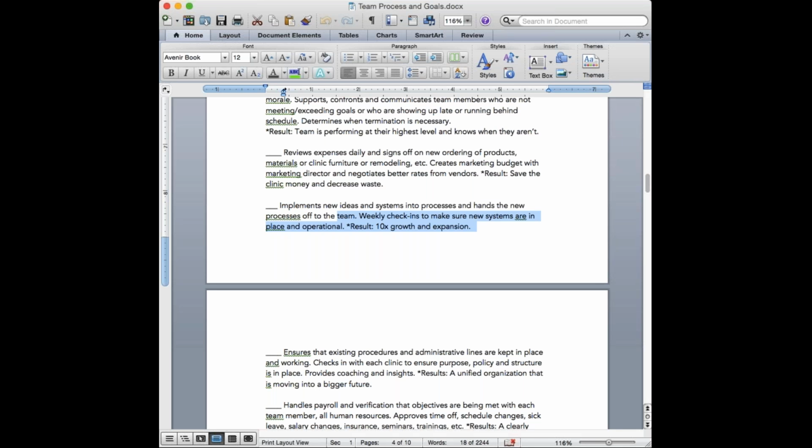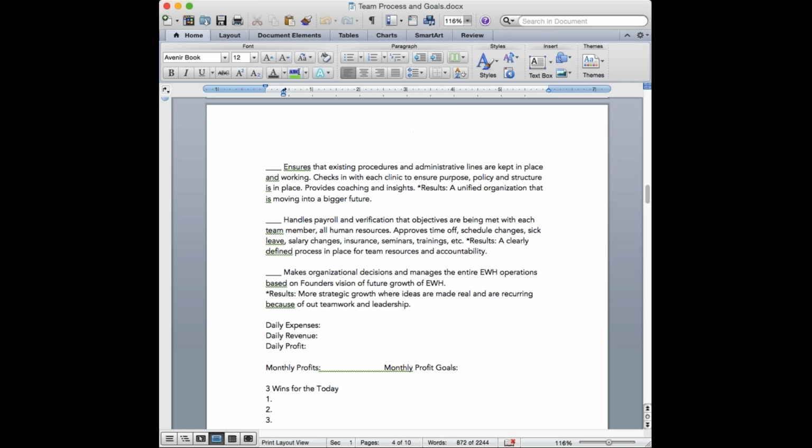They're also going to have weekly check-ins to make sure those new systems are in place and operational. That's really going to set you up for good growth and expansion. So next, ensure that existing procedures and administrative lines are kept in place and working.